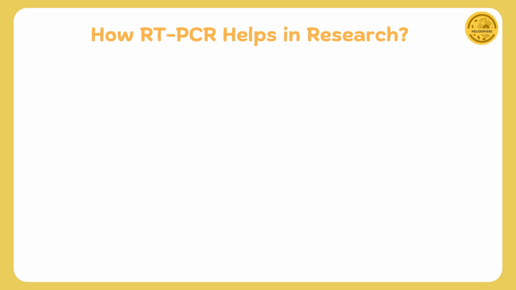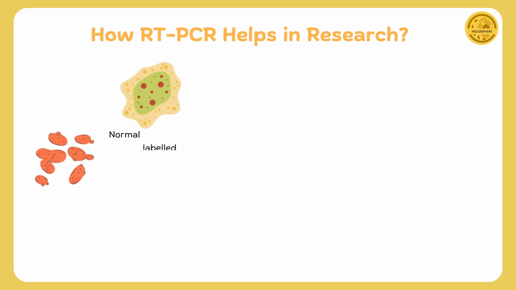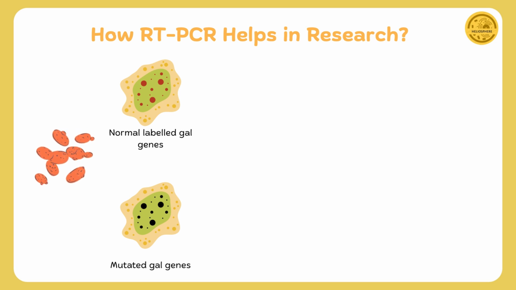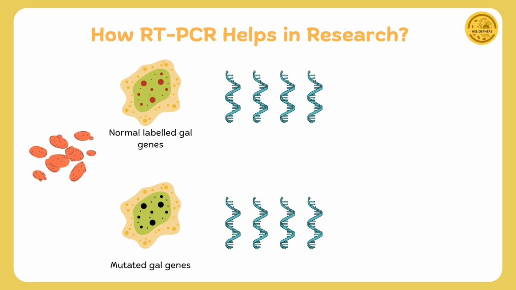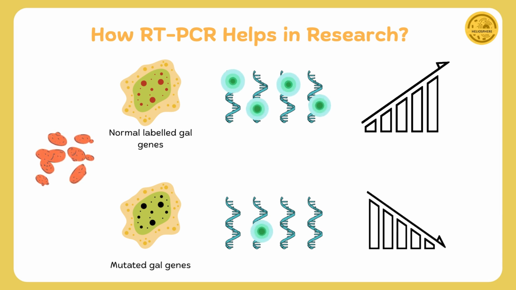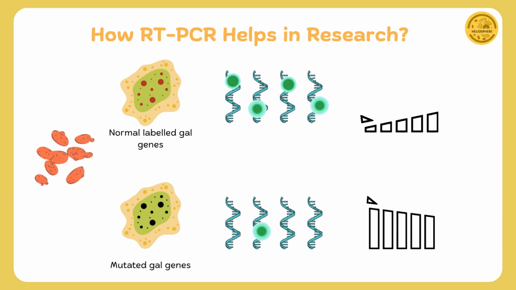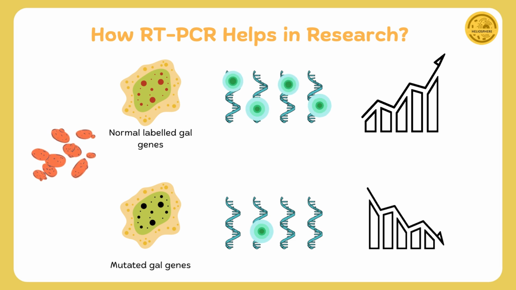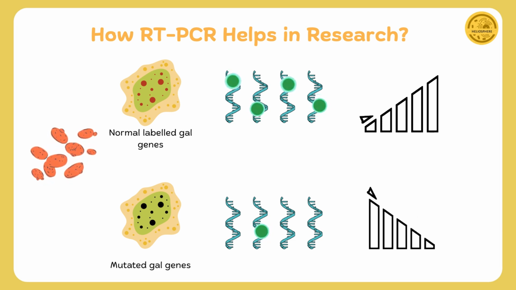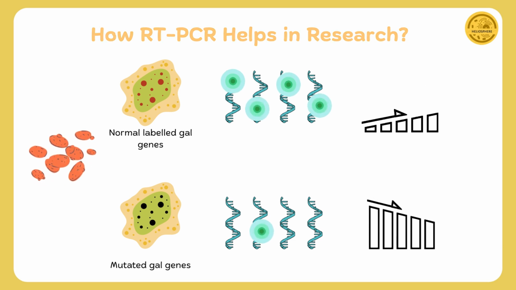Take the study by Lin et al., where scientists investigated the gal genes in yeast. They introduced a mutation in a regulatory protein, suspecting it would abolish gal gene expression. To confirm this, they used RT-PCR to compare gene expression in normal and mutant yeast cells. The results? The mutation drastically reduced gal gene expression, proving its role in regulation. To further validate their findings, they performed northern blot analysis for detailed RNA profiling. This study highlights how RT-PCR helps uncover gene functions at a molecular level.